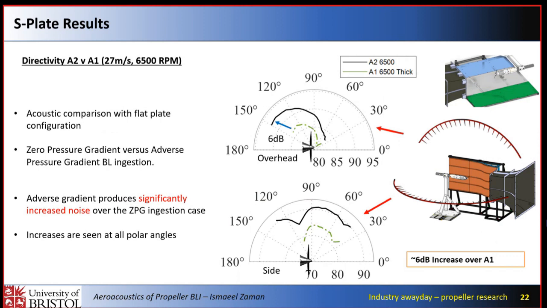And this translates to a massive increase in noise over the flat plate configuration. The green line is the thickest trip case for our flat plate, and the black line is our current case for the same operating condition. You can see that there's a massive increase in noise, about 6 decibels downstream, and in the side array we see the same 6 decibels, but across the full polar array.